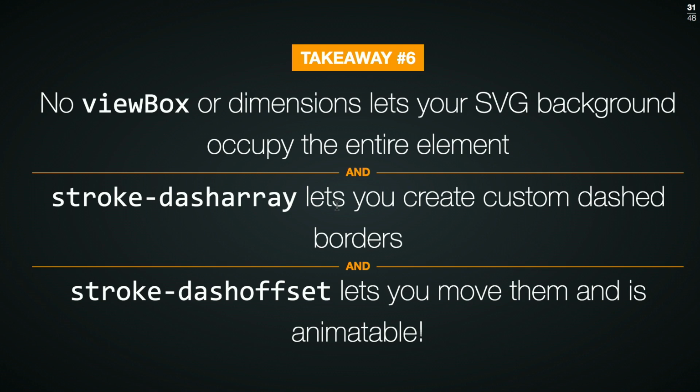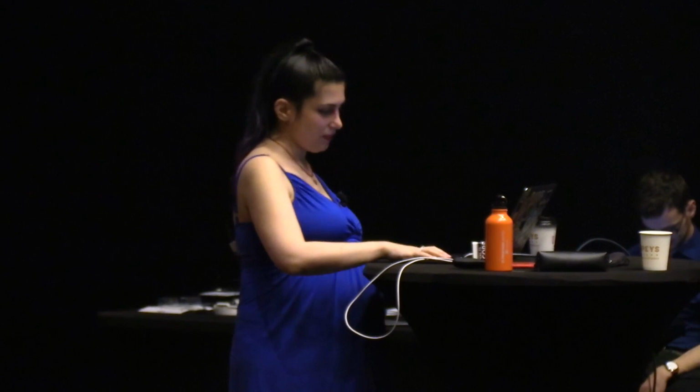So, takeaways. No view box or dimensions lets your SVG background occupy the entire element. Stroke dash array lets you create custom dashed borders. And stroke dash offset lets you move them and is animatable. Stroke dash array is also animatable. There's lots of cool effects you can do with that.